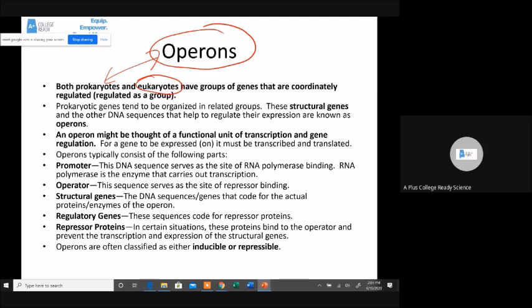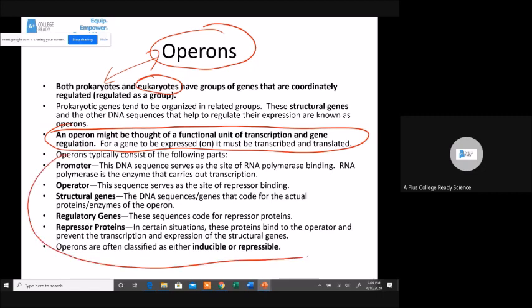So let me say that again. An operon is a group of related genes and the other parts of the DNA nearby, which help to regulate those genes, when they're on, when they're off, when they're expressed, when they're not. You might think of an operon as a functional unit of transcription and gene regulation. And we're going to talk about the different parts in a minute, but I'm not going to read that to you. We're going to look at a picture to talk about it.